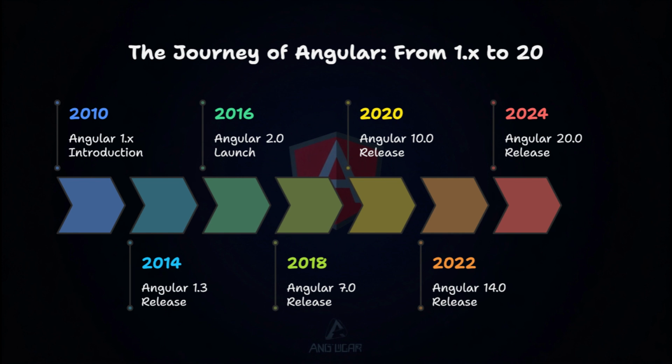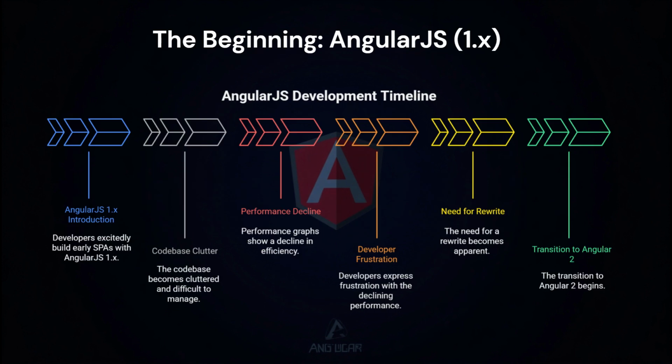Okay, so the beginning, AngularJS 1.x. It all started in 2010 when Google introduced AngularJS, or simply Angular 1.x. Back then, web development was mostly about static pages and server-side rendering. But AngularJS changed the game. With features like two-way data binding, dependency injection, and custom directives, it gave developers a new way to build dynamic, interactive, single-page applications right in the browser.